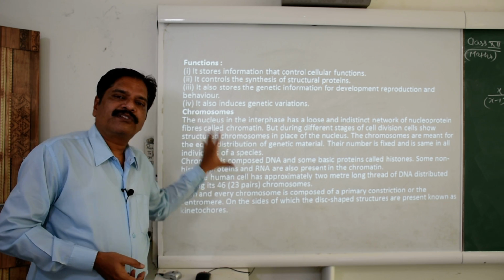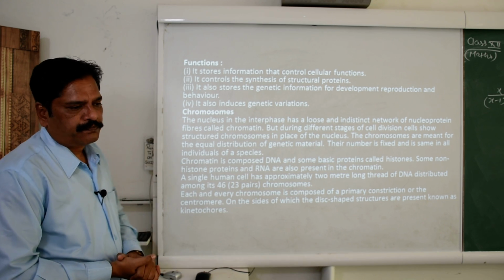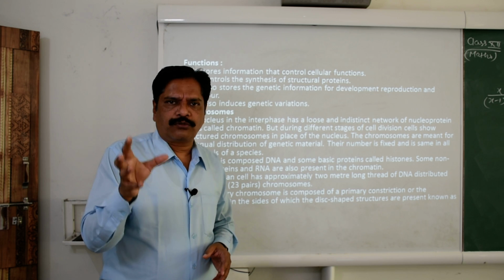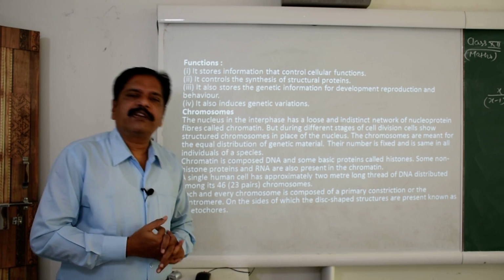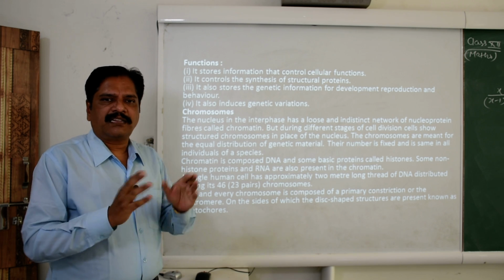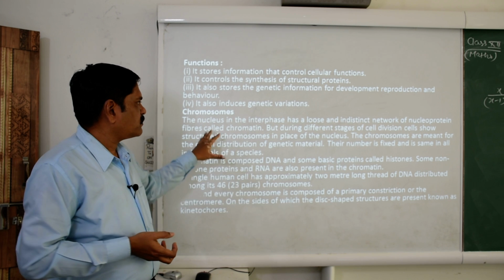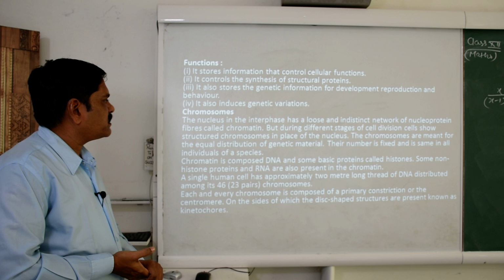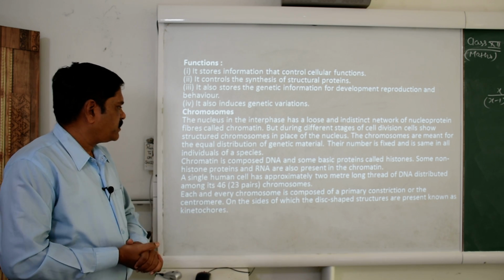Now we are going to discuss one of the most important components of the nucleus, that is the chromosome. As you know, the word is derived from chroma and soma. Chroma means colored and soma means body. When the nucleus was first stained by scientists, the structure which stained itself with the dye was called the chromosome. This chromosome is basically made up of chromatids, which are composed of DNA.